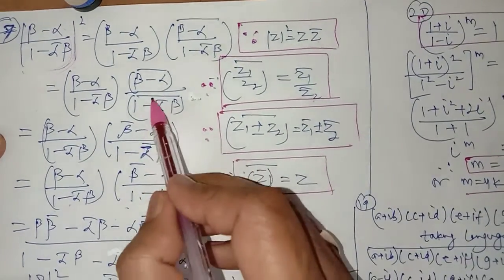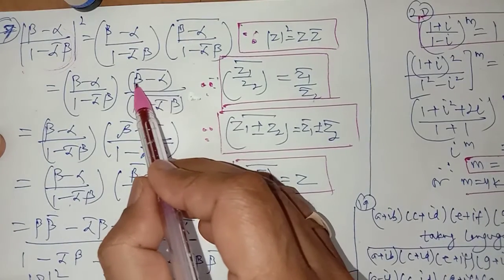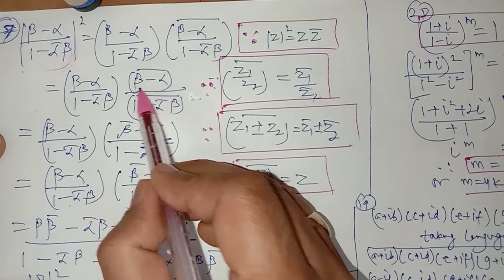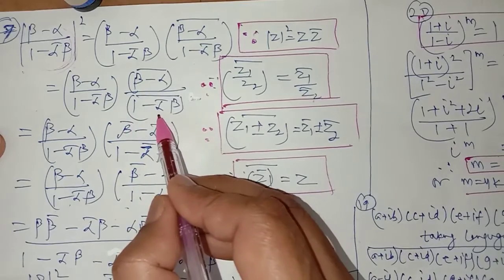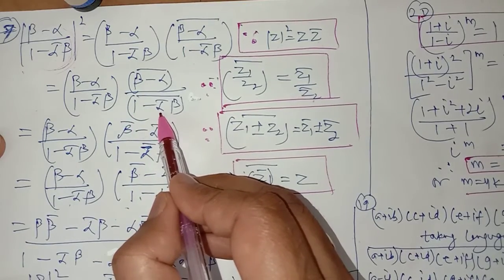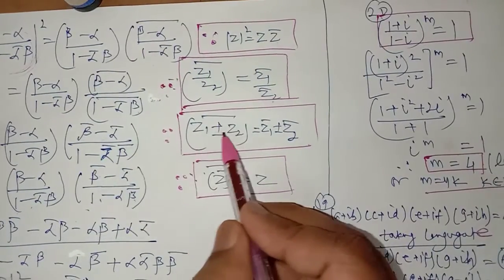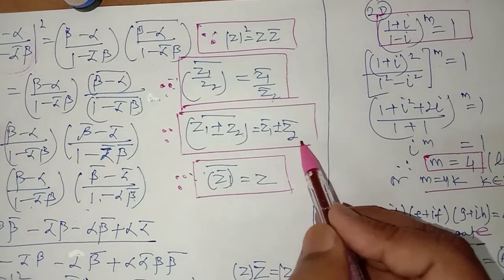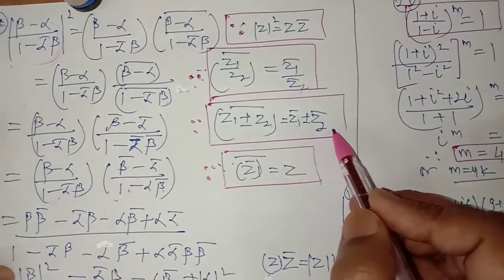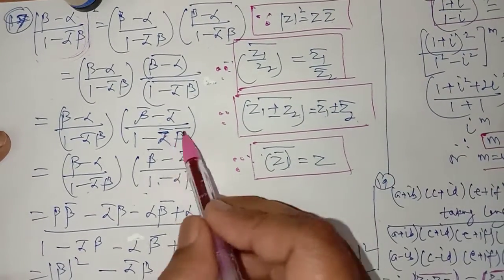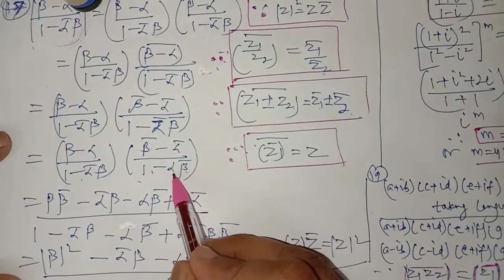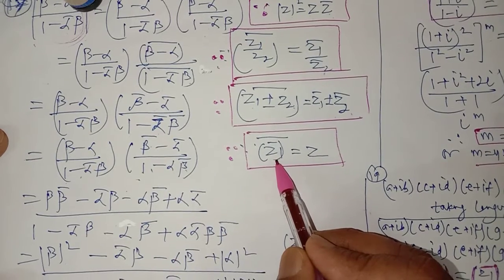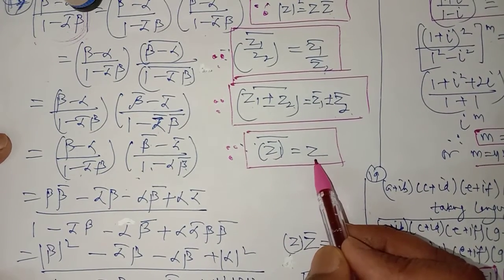Now, because we have the minus sign between them, we can break it into beta modulus, beta conjugate, alpha conjugate, 1 conjugate, minus alpha conjugate, beta conjugate, because we know that (z1 ± z2) whole conjugate is equal to z1 conjugate ± z2 conjugate. We can break the plus-minus sign in the conjugate. And alpha double conjugate will be equal to alpha, because if we find the double conjugate of any complex number, it will be equal to the original complex number.